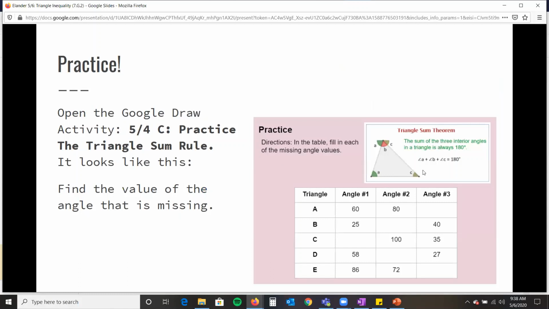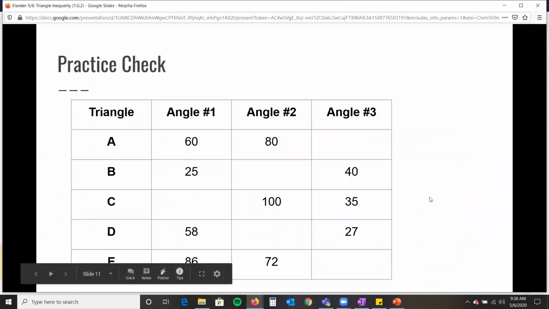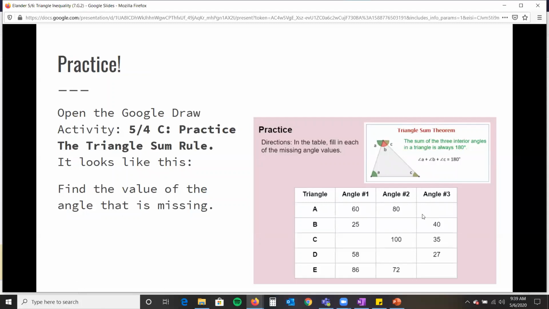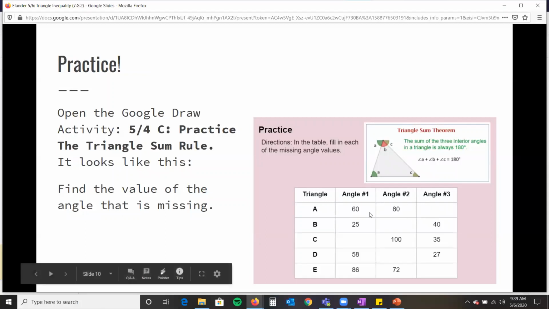So moving forward, okay, so the last thing, last practice you guys are going to do, now head to, and it should say 5-6 C, right? So we did Google Draw A, we did B, and now I want you guys to do C. It looks like this, okay? And I want you guys to go ahead and see if you can find the missing angle for these triangles.